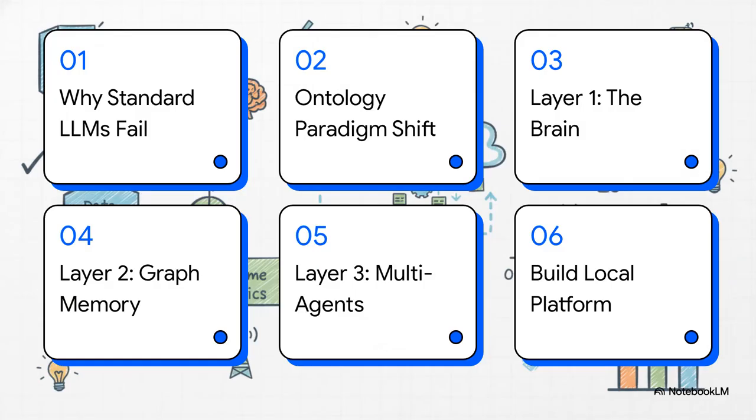To understand exactly how we get there, here's our blueprint for today. We'll start with why standard LLMs fail, and then we'll explore the ontology paradigm shift. From there, we build out the architecture. Layer 1, the brain, Layer 2, graph memory, and Layer 3, multi-agent teams. Finally, we'll wrap up with building your local platform.